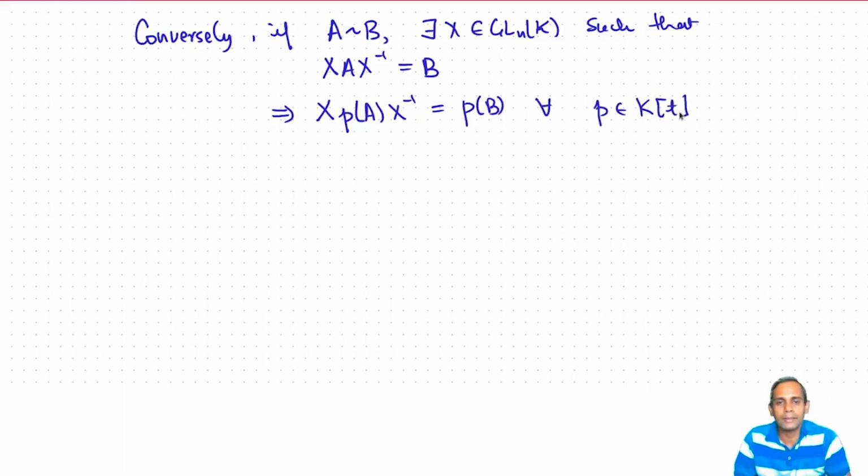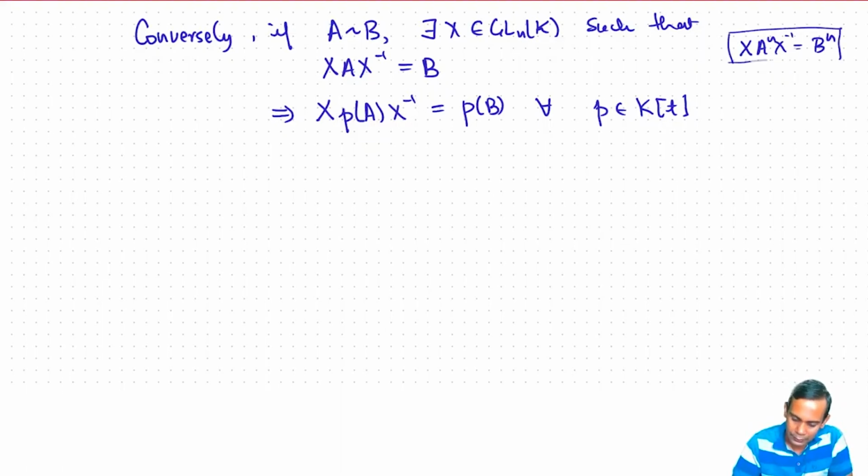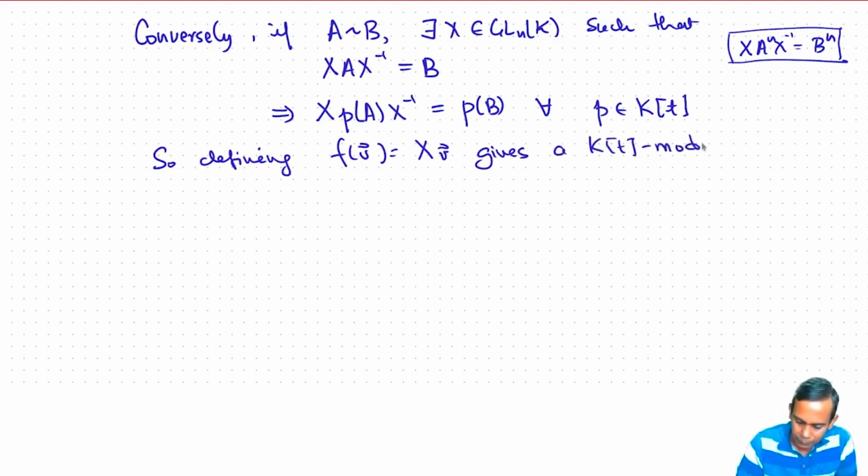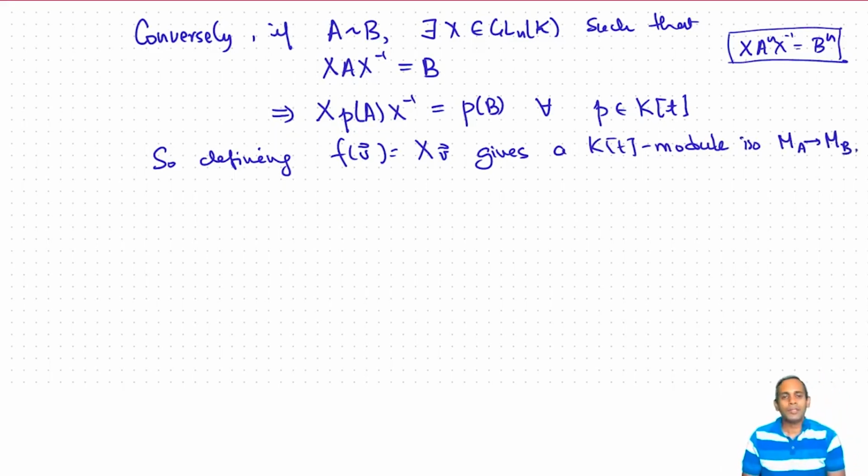I'll let you think about why this is true, but basically you have to expand this P(A) in terms of powers of A, and each power will also get conjugated. So the point is that X A^n X inverse is equal to B^n if X A X inverse is equal to B. So you have to use this. Okay, so then defining f(v) to be Xv gives a K[T]-module isomorphism from M_A to M_B.